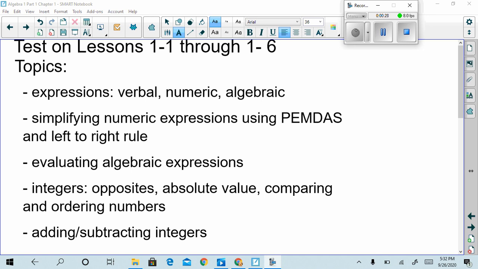And then we'll go into integers, knowing the opposites, the absolute value, comparing, and of course the addition, subtraction.